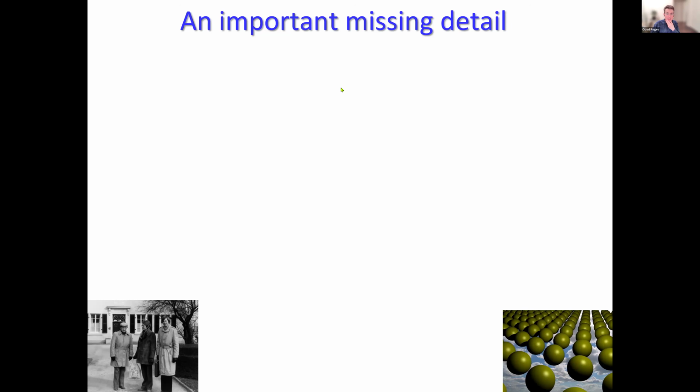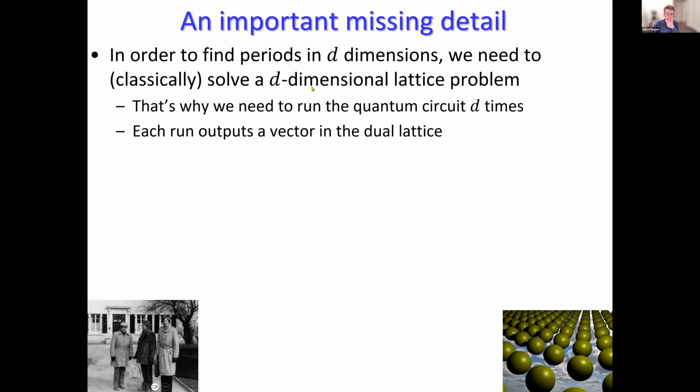More precisely, to extract the period in d dimensions, you actually need to solve a d-dimensional lattice problem. This is also why we need to apply the quantum circuit d times, which goes back to the main theorem. Unlike Shor's algorithm, where you only have to apply it a few times, you need to apply it multiple times here because you want to get a basis of a d-dimensional lattice. So you have to apply this quantum circuit d times.